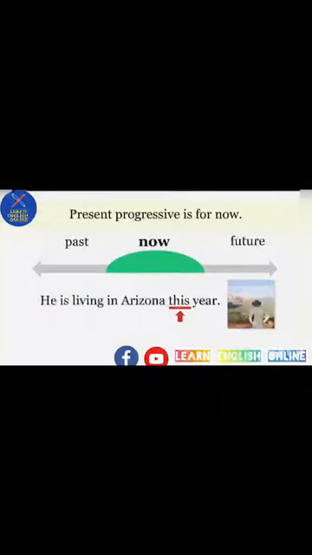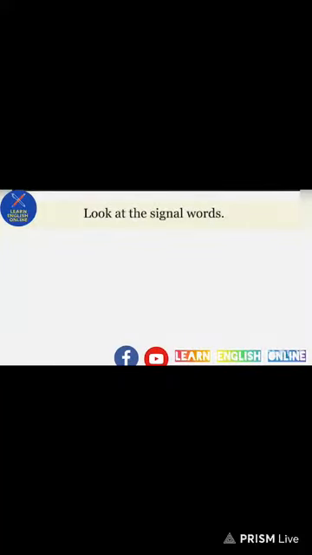I'm going to call this word a signal word. Let's look at the signal words. So first, this is a signal. This is a traffic signal, and it tells you when to stop and when to go. Signal words tell us when to use the simple present and when to use the present progressive. They signal what time we're talking about.